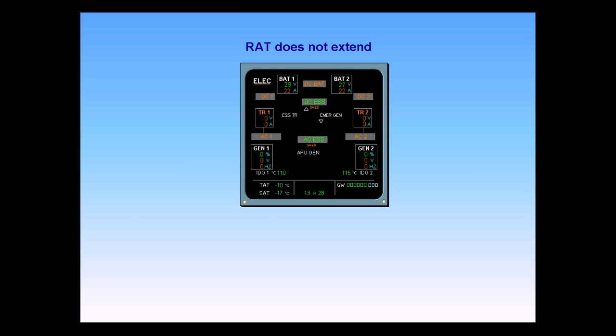If a dual electric failure occurs, the RAT is automatically deployed. During the RAT extension, about 5 seconds, the electrical system is powered from the batteries. The approximate flight time on batteries only is 30 minutes.